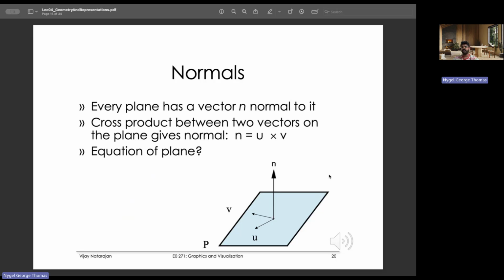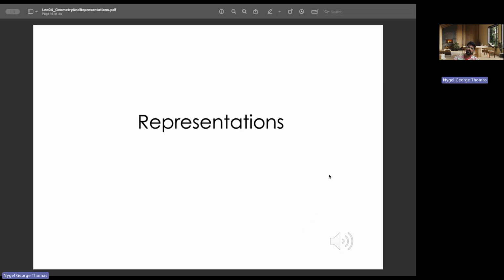The equation of the plane in terms of the point on the plane and the normal, I think it's given by r dot n is equal to d. Or there could be other representations. That's about geometry.